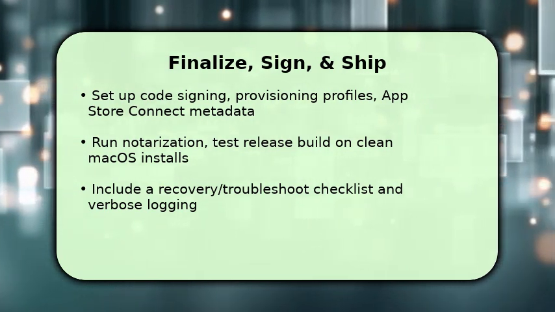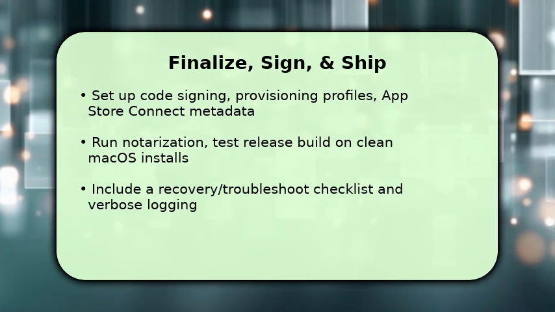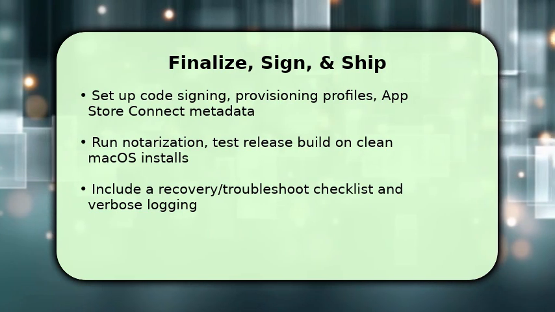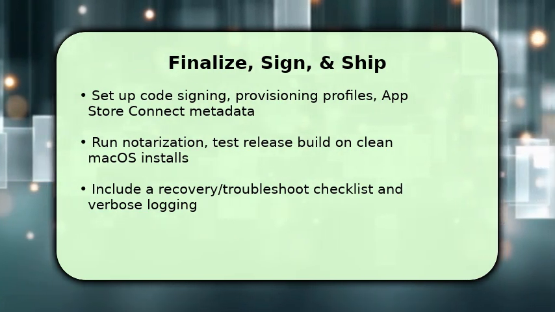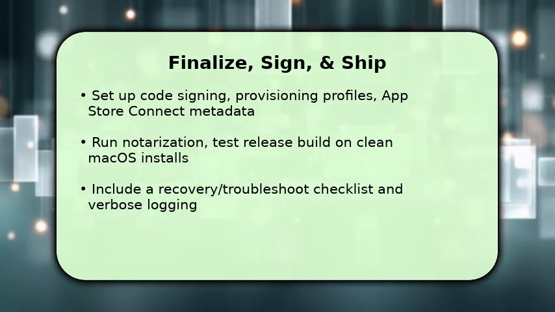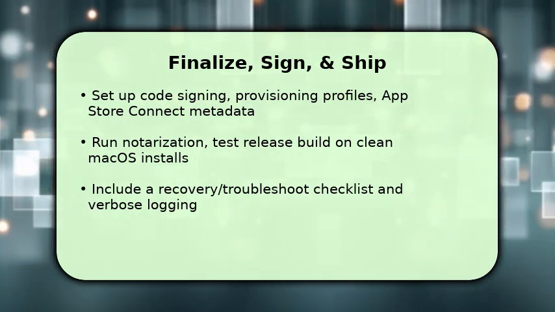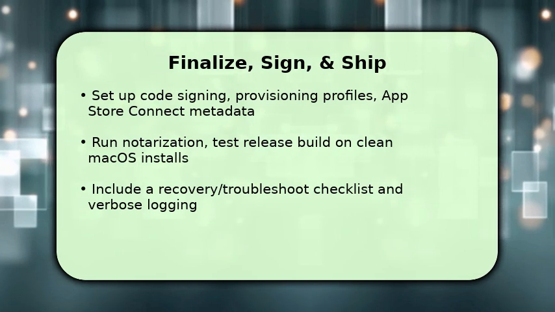This prevents Gatekeeper rejections. Once done, test the release build on a clean macOS user account or VM to catch missing resources. If something fails, check notarization logs and enable verbose logging. One common fix is mismatched entitlements or a missing embedded framework.